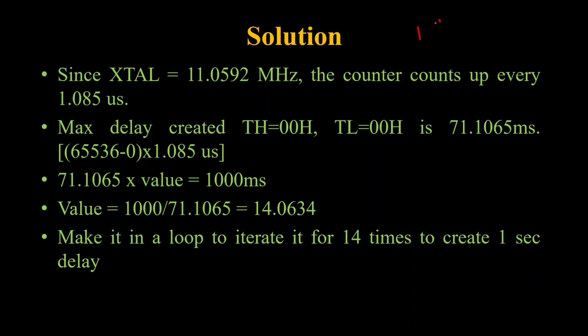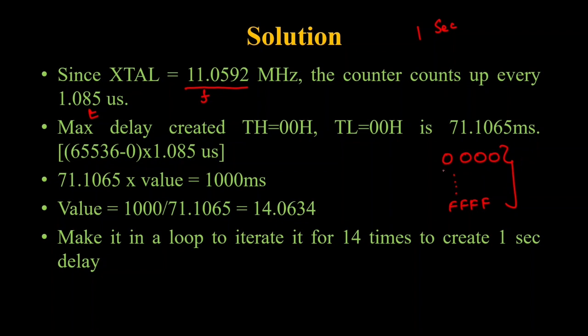We have a 1 second delay to create. The crystal oscillator frequency is 11.0592 MHz. If we take the inverse of it to get the time period, it is going to be 1.085 microseconds. So the maximum delay we can create with the timer available to us: the minimum value we can set is 0000, so that it can start its count and reach FFFF. All these calculations we have already made in the previous videos. Just go through those videos also if you want more clarity.